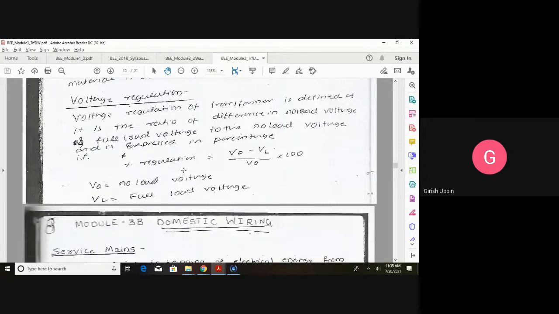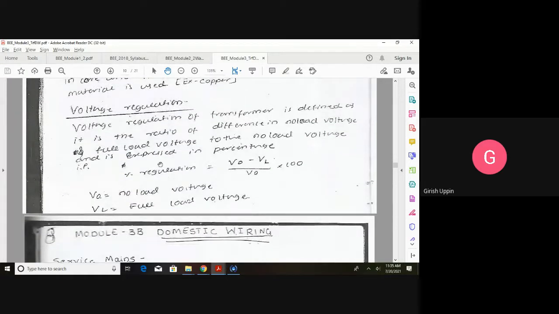Next, voltage regulation. What is voltage regulation? Normally we have a transformer which has a step up or a step down voltage. A secondary voltage is given with a rating. But that particular voltage, when we keep on loading the transformer, will start dipping. So that is called voltage regulation. Normally transformers will have about 3 to 5% voltage regulation.